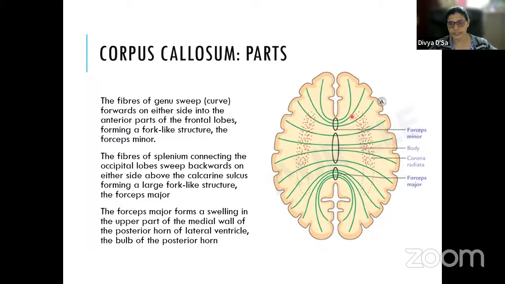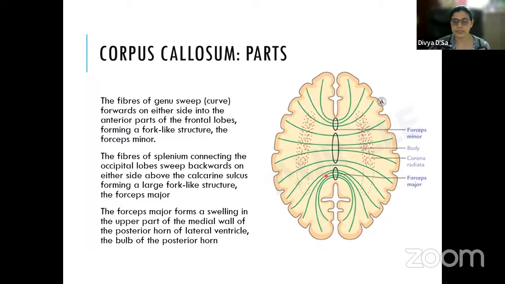Okay, here if you can see, these fibers will sweep like this. That is, they curve forward on each side into the anterior part of the frontal lobes, forming a fork-like structure. So this is called the forceps minor. The fibers of the splenium connecting the occipital lobes sweep backwards on either side, just above the calcarine sulcus, forming a large fork-like structure which is called the forceps major. So this portion is forceps major, this portion is forceps minor.